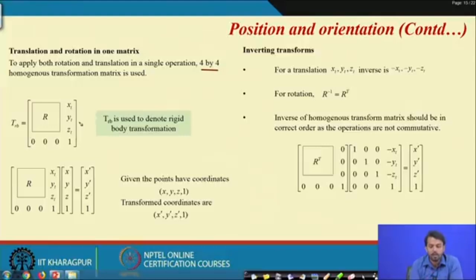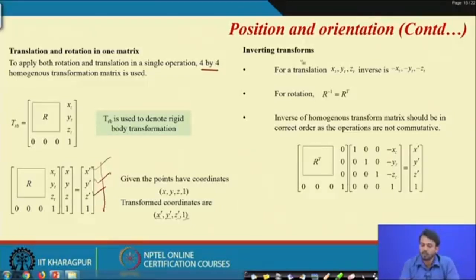If you are considering a point X, Y, Z, then if you apply the rotation and translation to that point, you can obtain the transformed point as X dash, Y dash and Z dash. So, the point has coordinates x, y, z, 1, as we are considering the 4 by 4 homogeneous matrix. The transformed coordinates will be x dash, y dash, z dash and 1, which we can obtain from here. This is the operation for the translation and rotation.